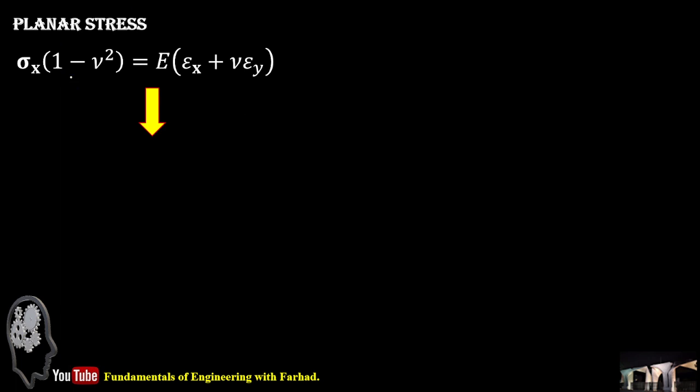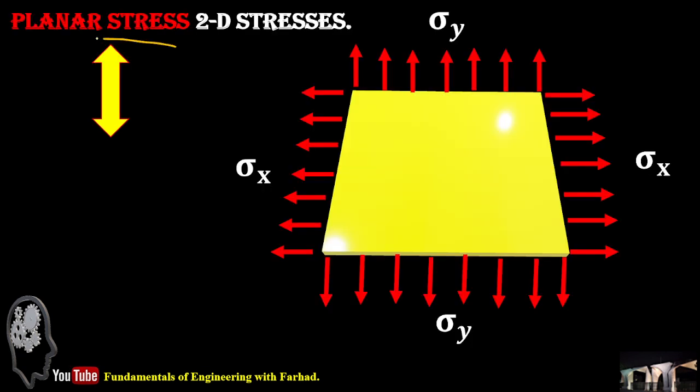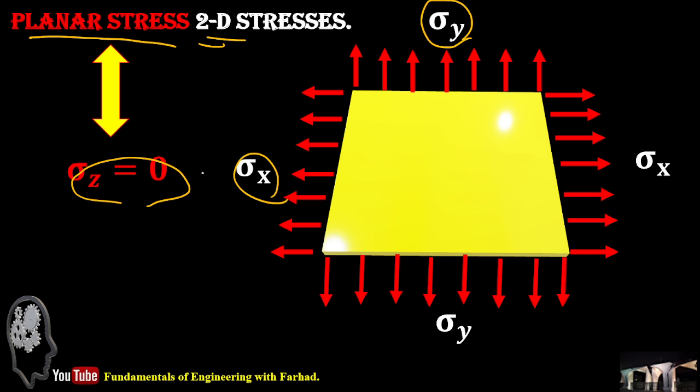So, written in terms of sigma x only, sigma x is modulus of elasticity over 1 minus nu squared times epsilon x plus nu epsilon y. Likewise, sigma y is E over 1 minus nu squared, this time times epsilon y plus nu epsilon x. By planar stress, we mean there is no sigma in the z direction. That's why we call it planar: it's 2D, only sigma x and sigma y.